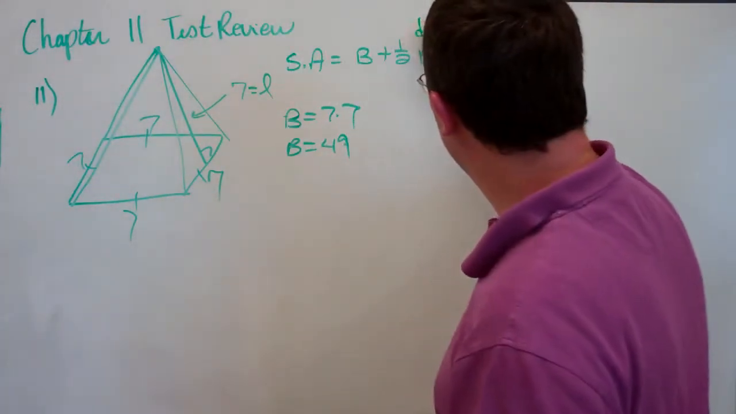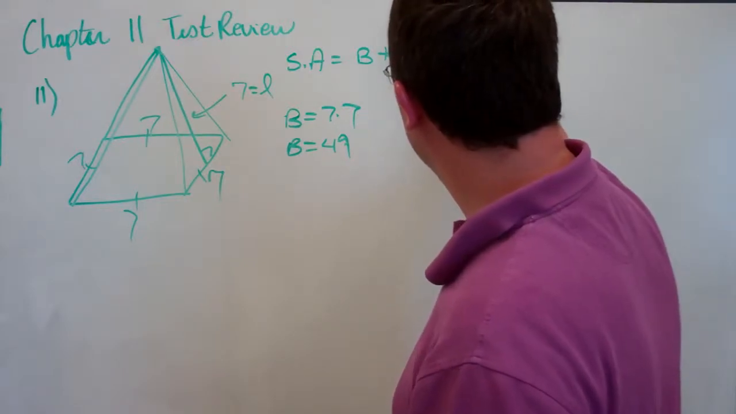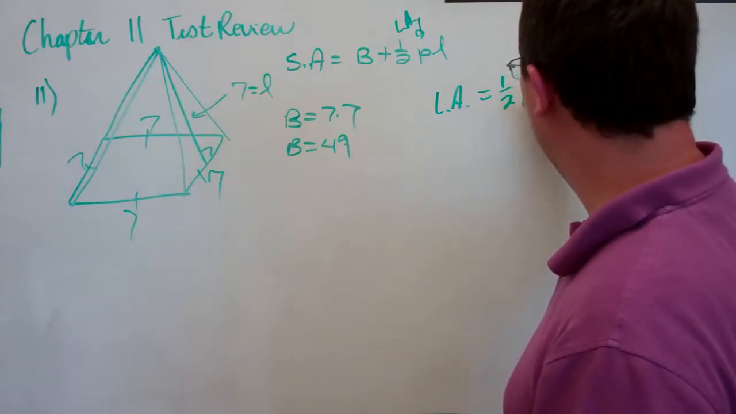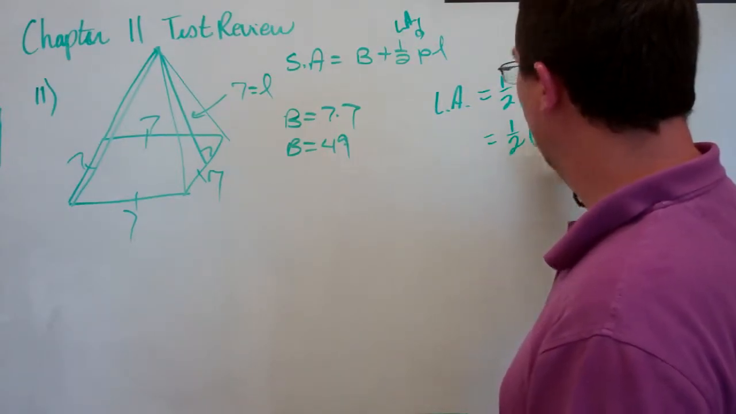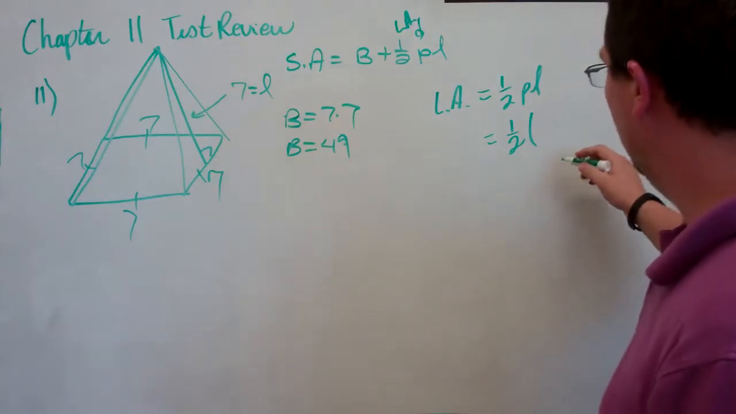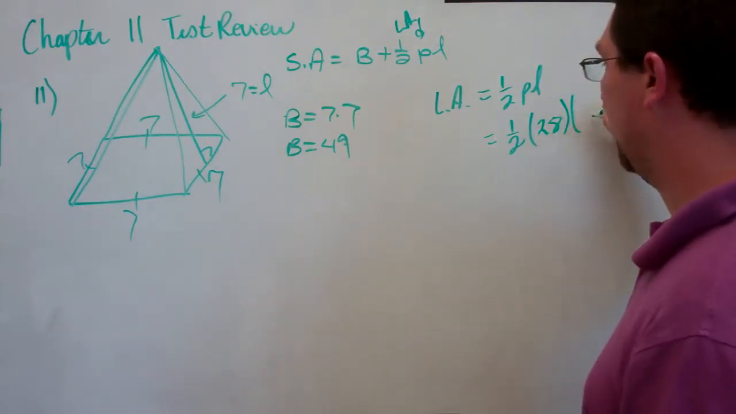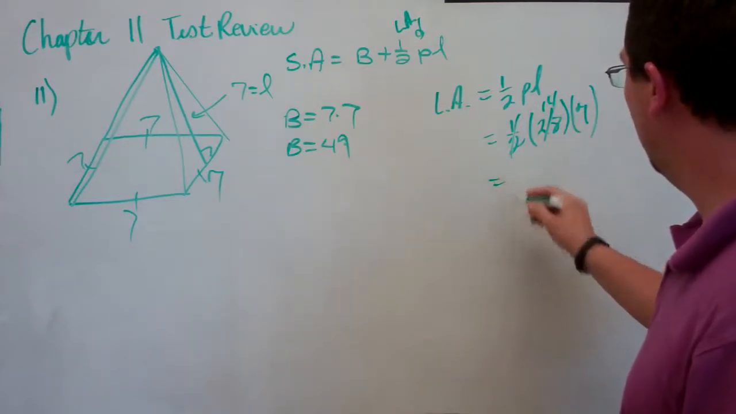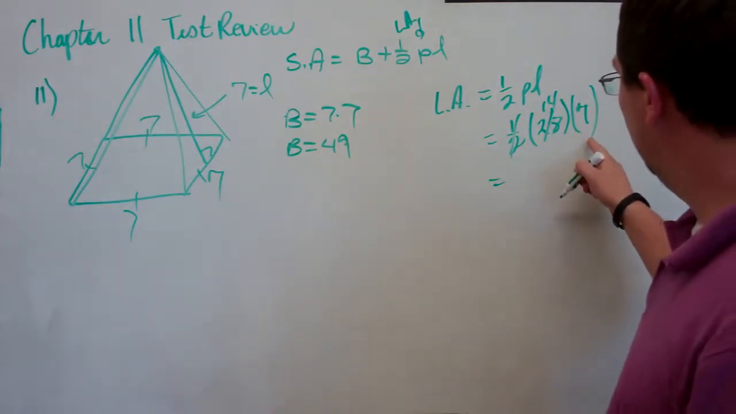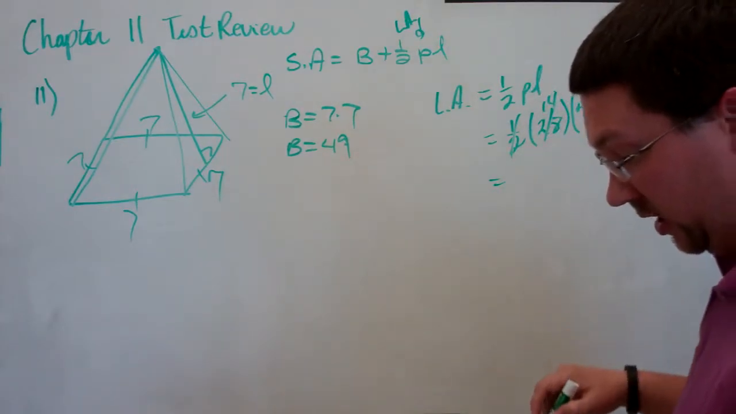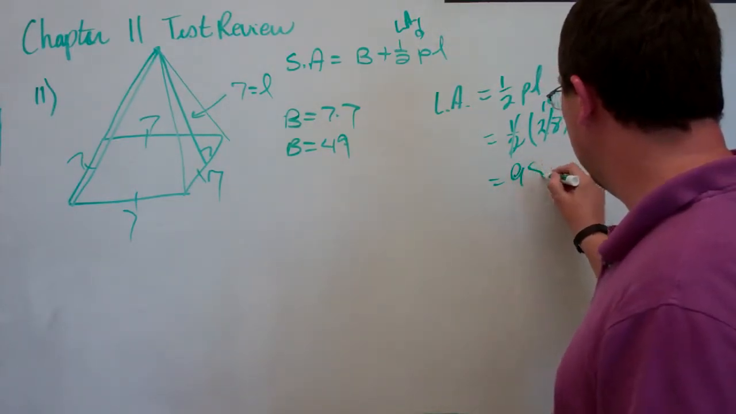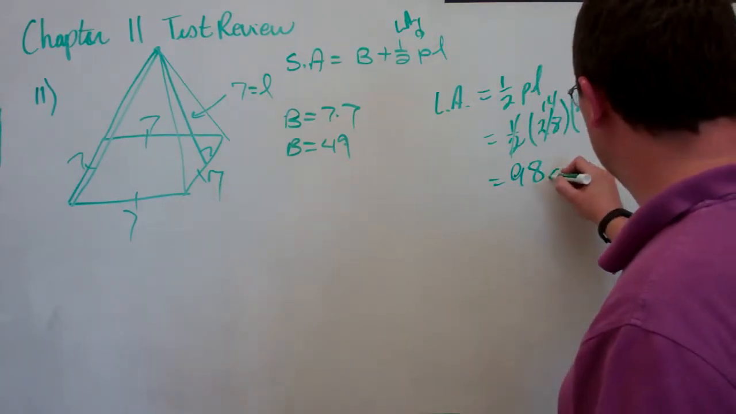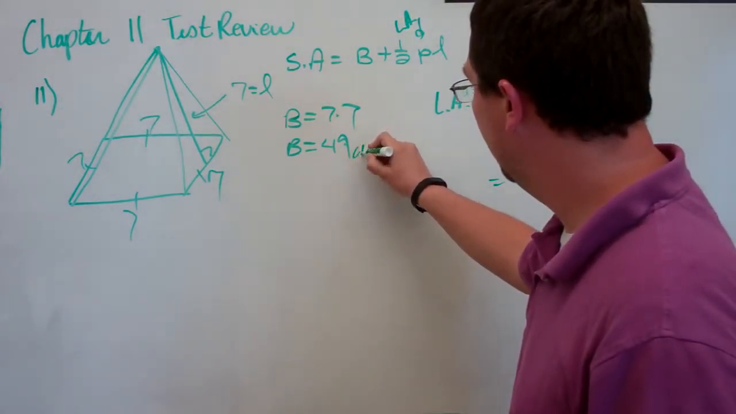Now, remember this here, this is our lateral area. LA equals 1/2 PL, which is 1/2 perimeter. Perimeter is simply 7 times 4, which is 28, times slant height, which is 7. You could cut that down to a 14 if you wanted. So then you just do 7 times 28 divided by 2, which comes out to 98. And of course, these are all units squared. What are the units? Centimeters. All these are centimeters squared, by the way.